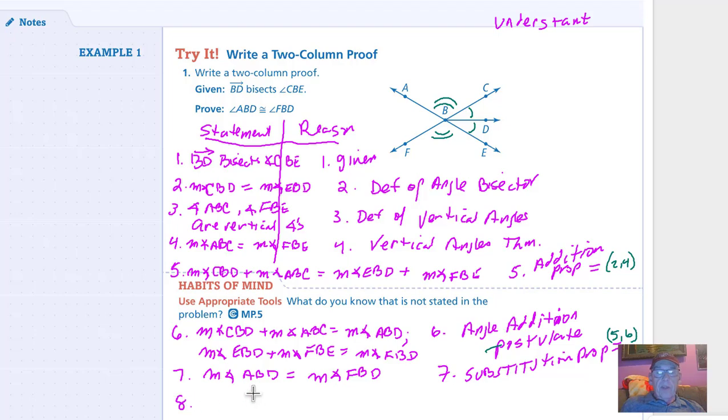Now, we're basically done with this. Since the measure of ABD is equal to the measure of FBD, we can say that by definition of congruence, angle ABD must be congruent to angle FBD. And that would be definition of congruent angles. And we've basically ended up with what we needed to prove. So we're done with that one. Let's move on.